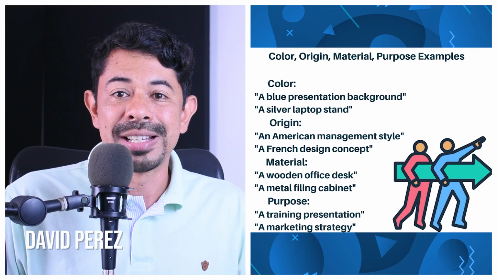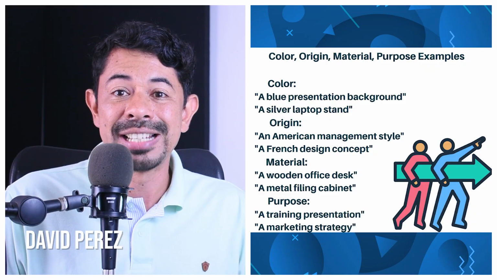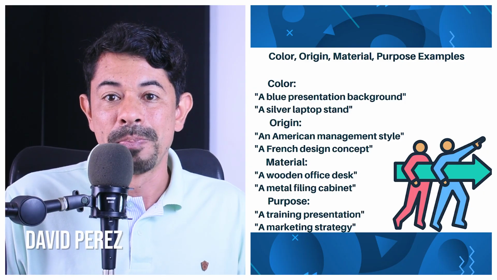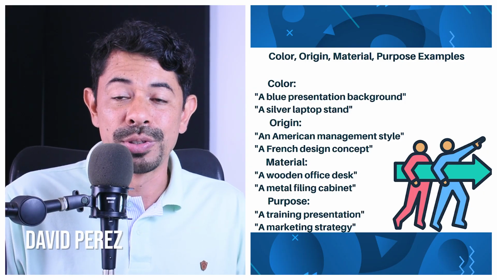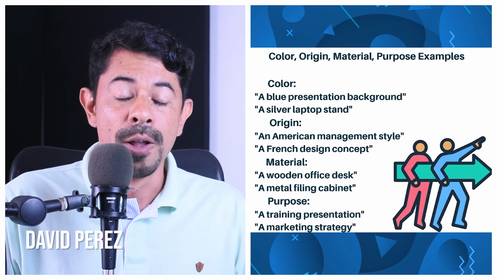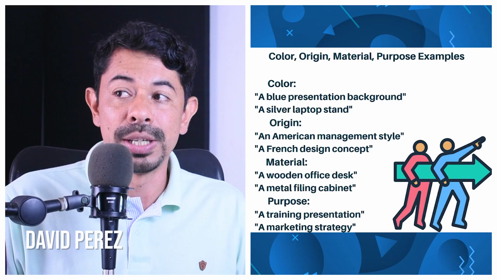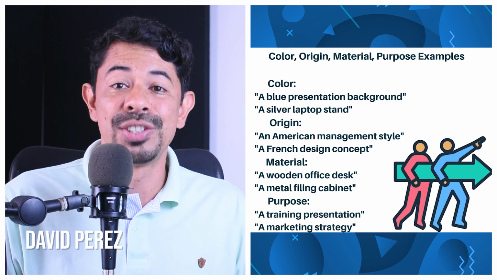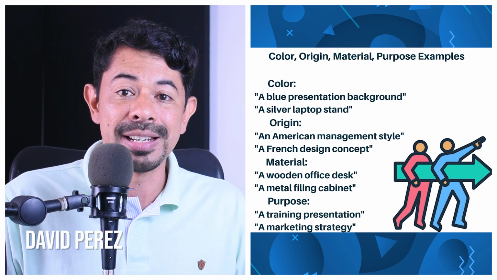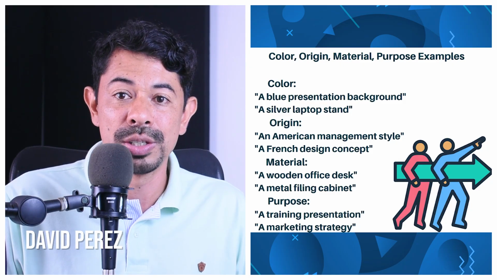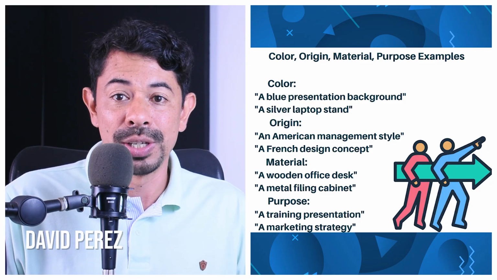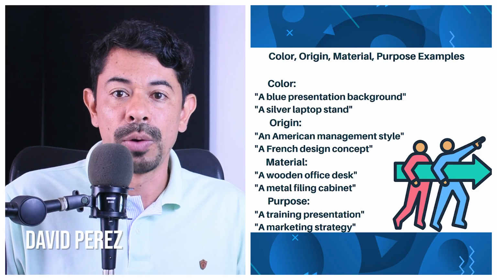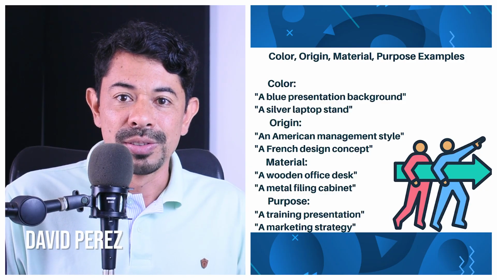So you can say a training presentation. In this case, training indicates the purpose. The thing is a presentation, but training indicates what the purpose of the presentation is. If you say, for example, a marketing strategy, that also indicates the thing you're speaking about is a strategy, and marketing is exactly the purpose of that strategy. Yes, you can say a hiring strategy, a development strategy, a rebranding strategy. So it can change.